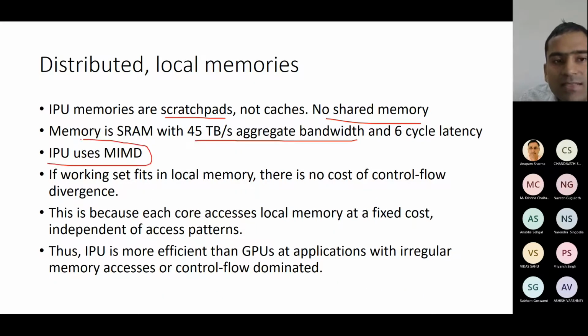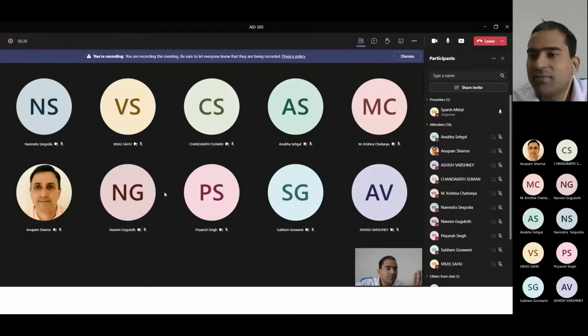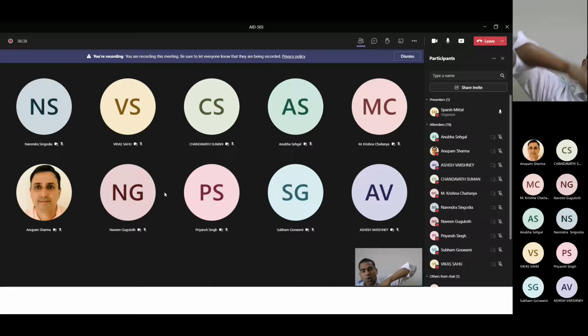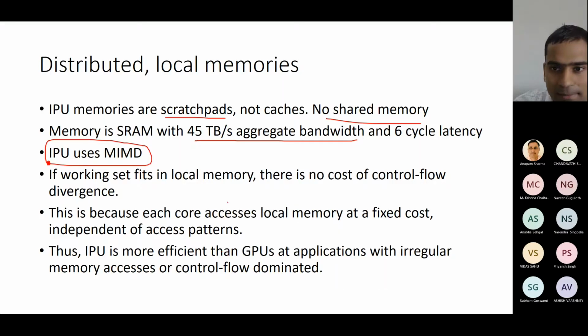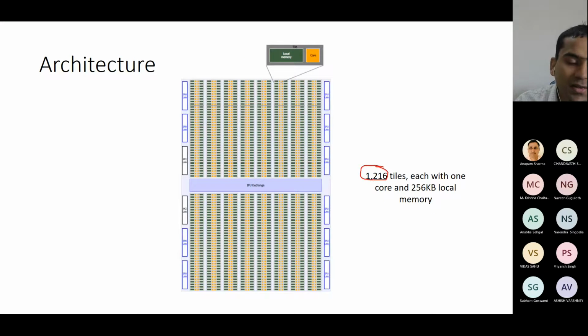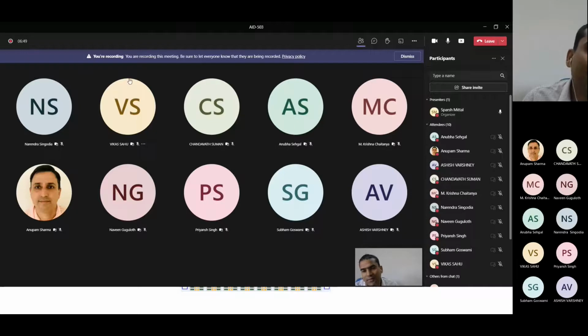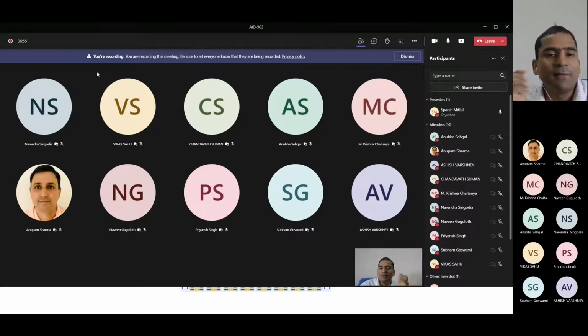So IPU uses MIMD, similar to the approach of Cerebras, which also uses MIMD. The whole point is, we have so many cores, and each core can get its own instruction. It works on its own data. It's very difficult that all the 1200 cores will be executing the same instruction. That's why the MIMD approach is better. Let them work on different instructions, operating on different data.